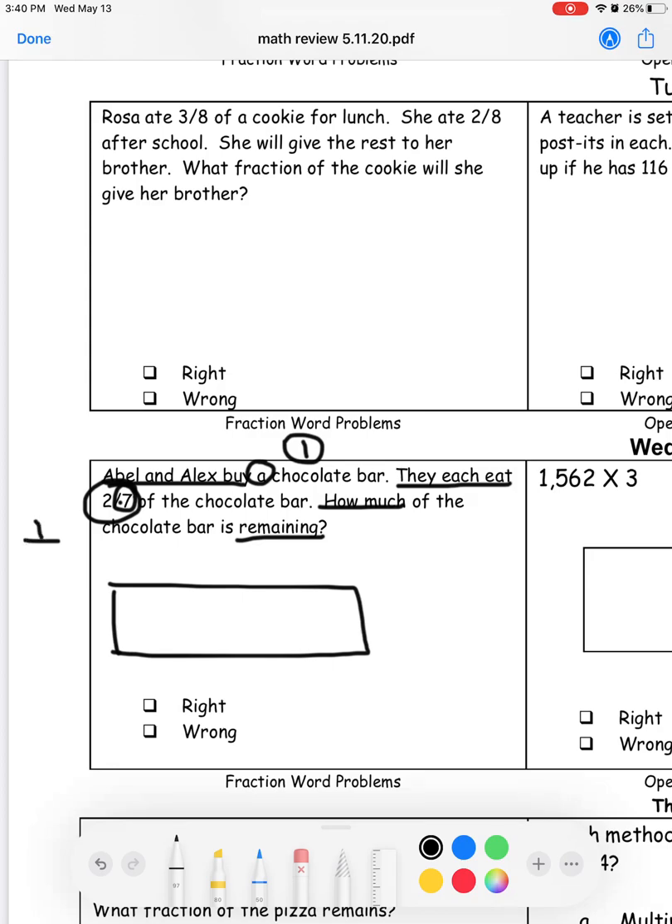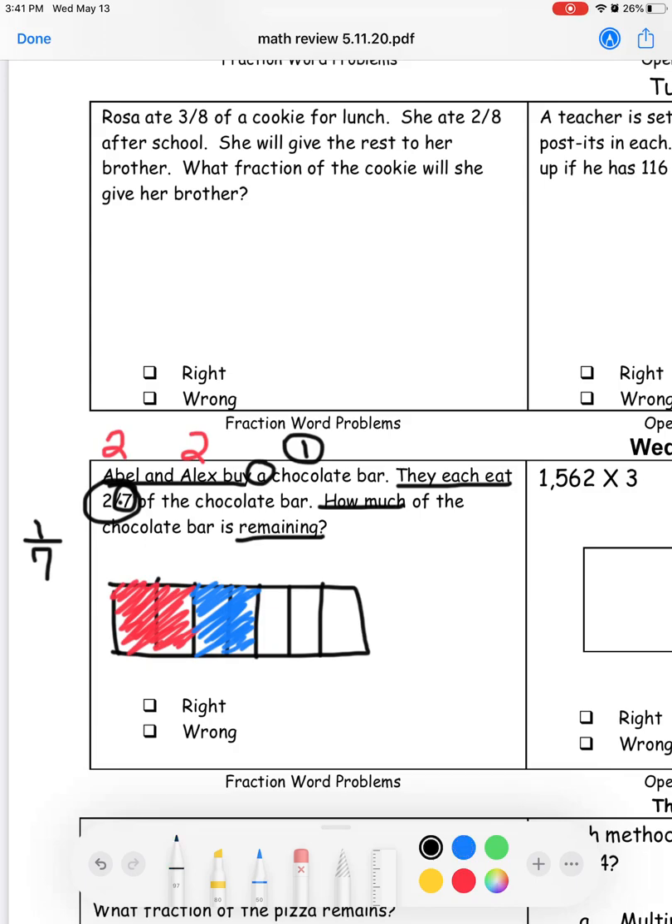my unit fraction for this is going to be 1/7. So I'm going to break down my fraction bar into 7 pieces using 6 lines. 1, 2, 3, 4, 5, 6, 7. So I know Abel ate 2/7, so I'm going to put 2 above Abel. And I also know that Alex ate 2/7 as well. So I'm going to color in the 2/7 of my fraction bar because that's what Abel ate. Then I can color in 2/7 more because that's what Alex ate.